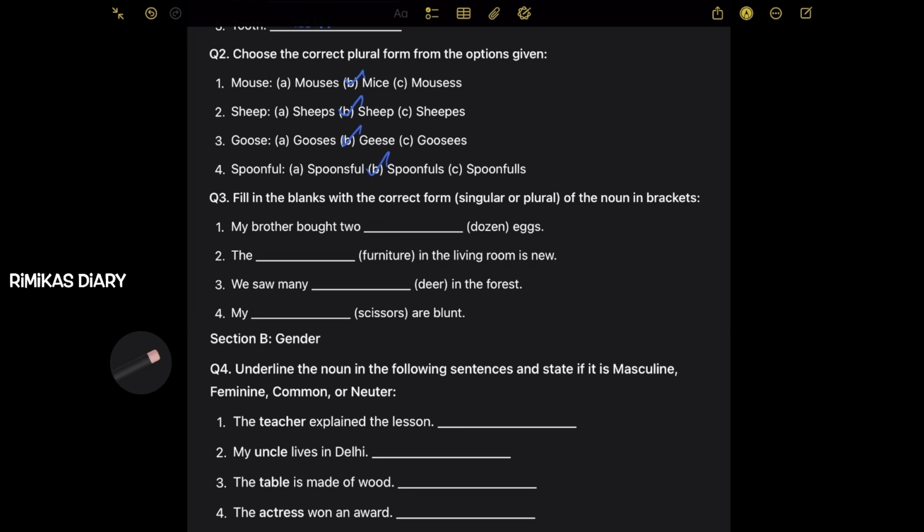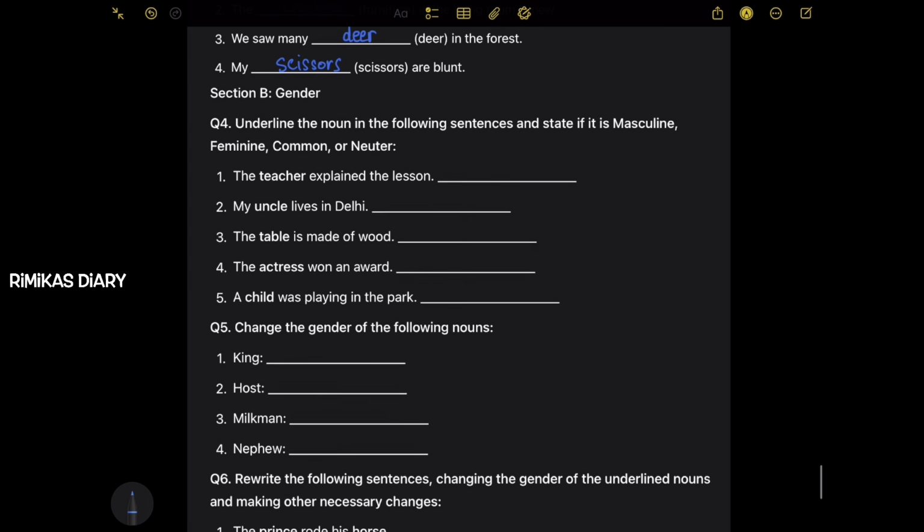So my brother bought 2 dozen eggs. The furniture in the living room is new. We saw many deer. My scissors are blunt. Section B, gender.